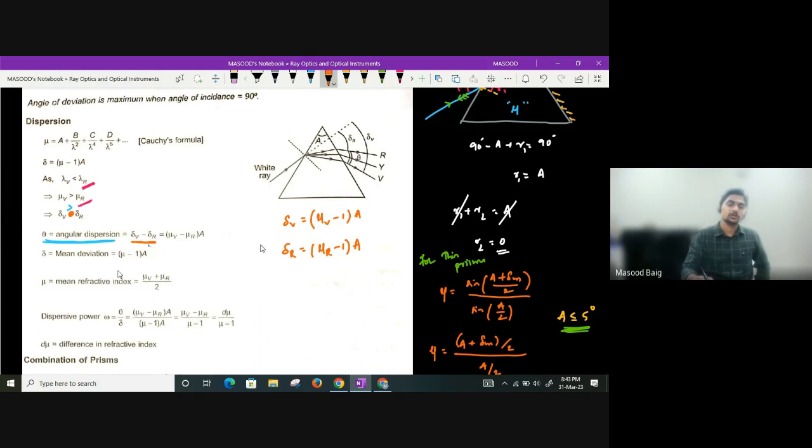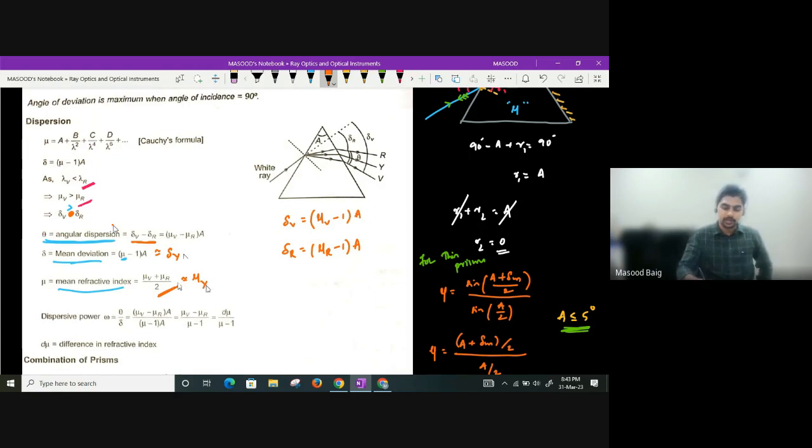We also have something called mean deviation. Mean deviation will be approximately equal to deviation in yellow light. And here mu will be the mean refractive index, guys. That mean refractive index will be given as the arithmetic mean of refractive indices of violet and red light, which is again approximately taken as the refractive index of yellow light.